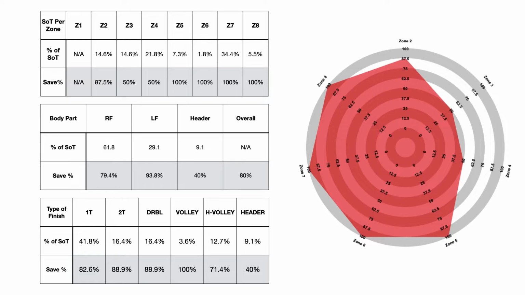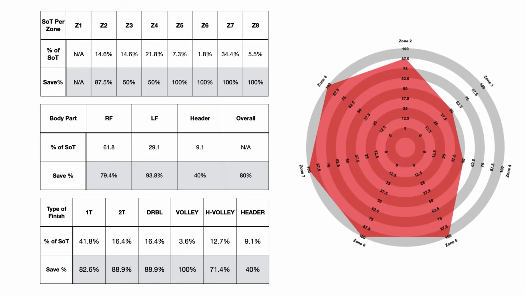Now moving on to the body part, we can see the percentage of shots on target faced with each body part. So Liverpool have conceded 61.8% of their shots on target from right-footed attempts and 29.1% for left-footed and 9.1% for headers. We can then break this down into save percentages again. So Alisson's save percentage for right-footed attempts is 79.4%, left-footed 93.8%, and headed 40%. Overall, that gives him an 80% save percentage.